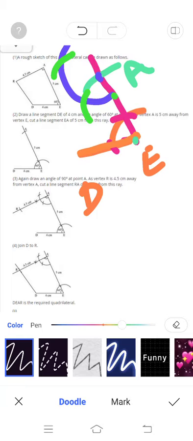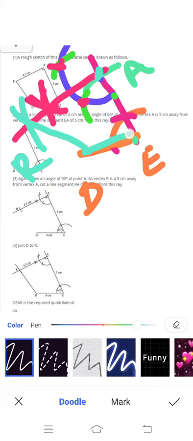Then with this intersecting point and the same radius, keep it here as center, cut an arc. Then here with this point as center, cut another arc. Then join this, then measure 4.5 cm in your compass with A as center, cut an arc with A as center. Then name that as R and join DR. You will be getting the quadrilateral DEAR.